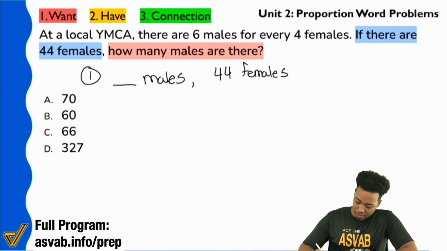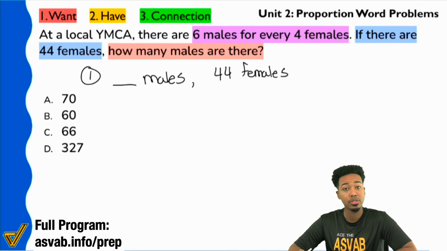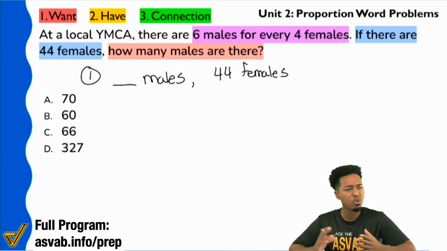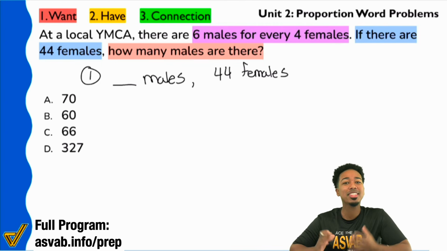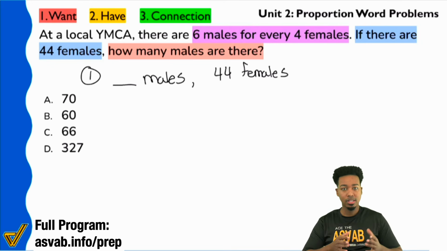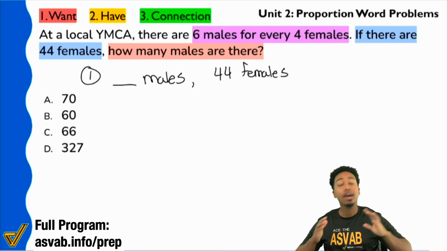Now, it says here that at a local YMCA, there are 6 males for every 4 females. What do I just notice? I just noticed that we are comparing males to females, and then we're connecting males and females in the question sentence. What is that a key property of? Proportions. I told you this is a proportion question, but this is how you can tell that you're dealing with a proportion, because you are comparing the same things, males to females, in 2 separate sentences. So that's how you know or can hint at yourself, yeah, this is a proportion.